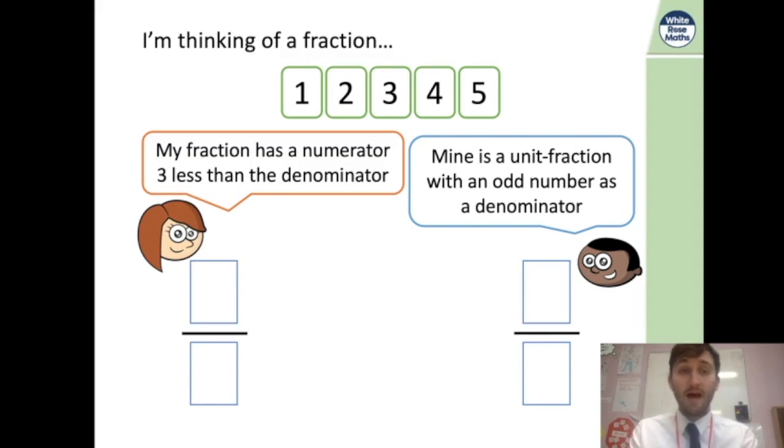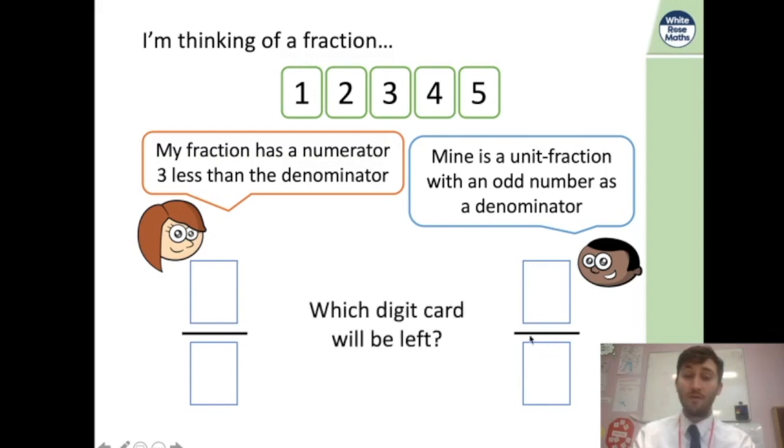So now let's have a look at a word problem. This says, I'm thinking of a fraction, and I've got my digit cards 1, 2, 3, 4, and 5. It says my fraction has a numerator 3 less than the denominator. And this person says over here, well, mine is a unit fraction with an odd number as a denominator. So have a go, and maybe use some process of elimination and use these digit cards. I only want you to use 4, and the one that is left, I want you just to place it there and see which one is left. Pause the video, guys, and have a think about that.